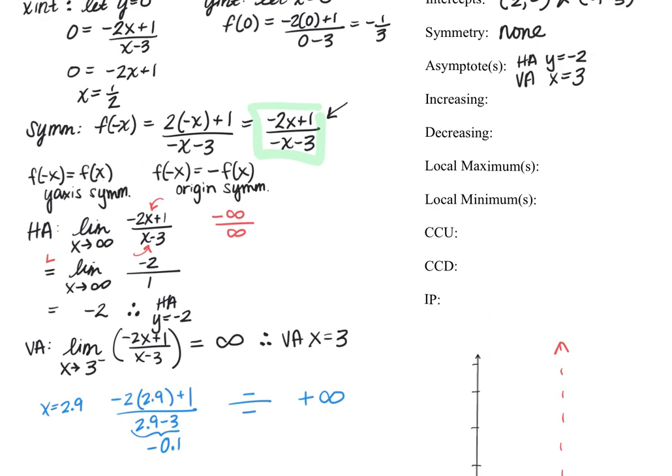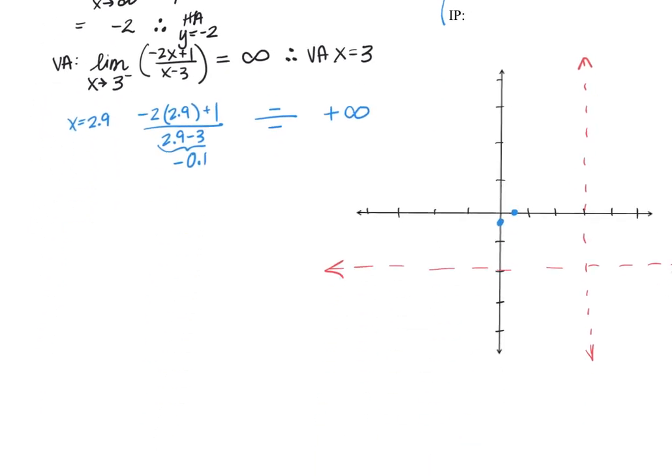All right, now we're on to increasing, decreasing, maxes and mins, as well as concavity. And since we're finding everything here, it might be useful to remember that increasing, decreasing, max and mins can all be determined from our first derivative. And then our concavity and inflection points can be determined from our second derivative. So we'll be doing our first derivative test to start us off.